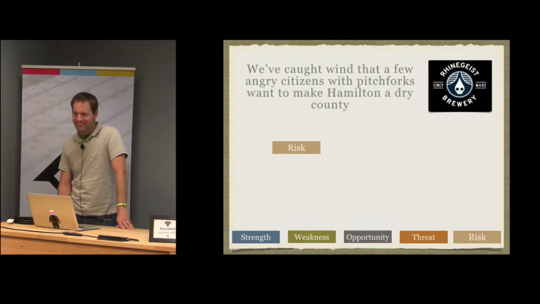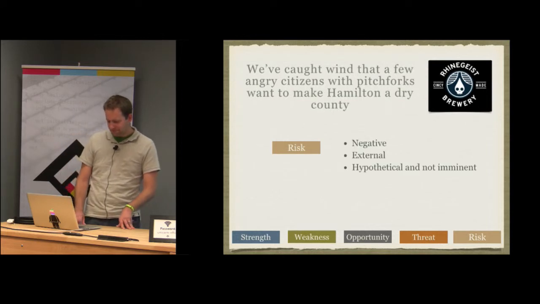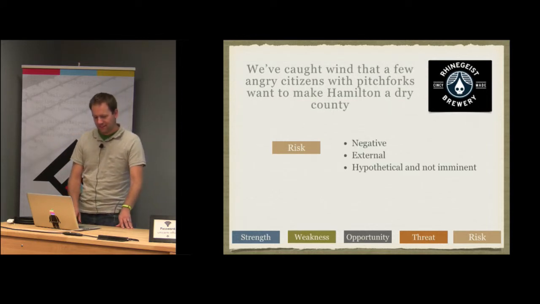So there's a few key things here. How close are they? Is this a rumor? The key thing for me is that there's a few angry citizens. If there's a bill up to make it happen, it's a risk. So for now, we're going to keep these people happy. We're going to send them some free beer and let them know what they're missing. It may be that you're drinking bad beer.